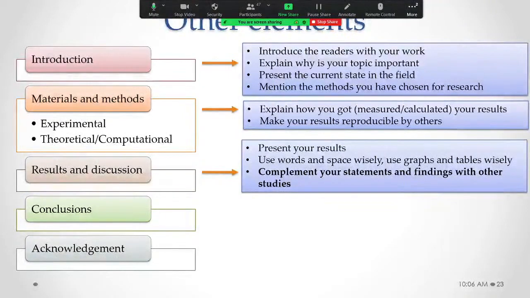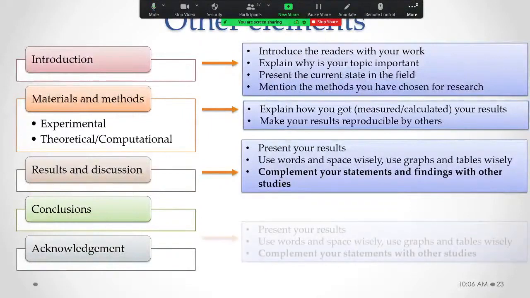If we don't have scientific discussion, if we just write our observations, if we just report the numerical values which we have calculated or which we have measured, such studies are useless to other researchers. So always keep in mind to compare with other results.